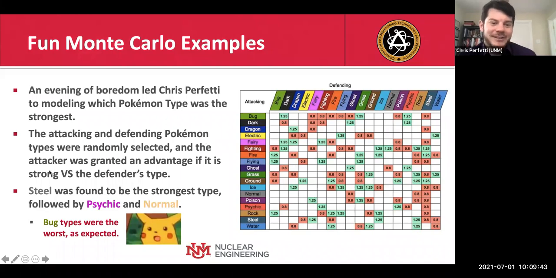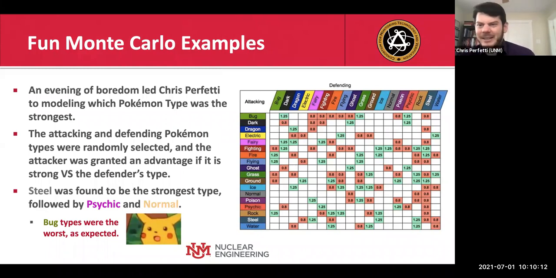It found that steel was the strongest type. Steel, also a good Shaq movie, but also the strongest Pokemon type. It was followed by psychic and normal types. For everyone who's ever played Pokemon, you know that bug types are just the worst type. And as expected, this Monte Carlo method showed that they were the worst type. So Monte Carlo has lots of useful applications ranging from computing pi to predicting Pokemon types.